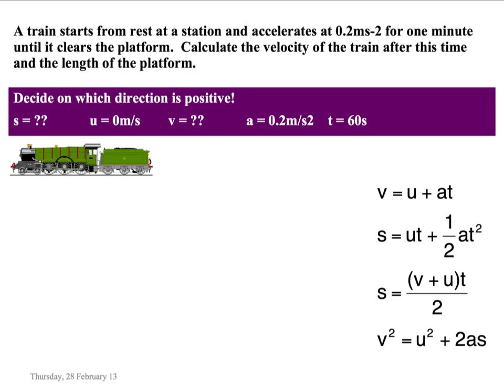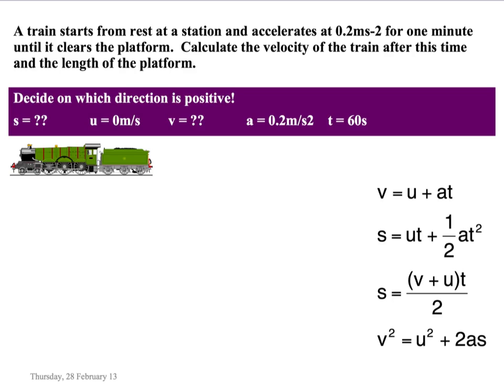Because we're talking about vectors, direction is extremely important, so we need to decide on which direction is positive, and that's our first step. So I'm going to take the train as moving to the right along the platform, and that will be the positive direction. So any vector acting in that direction will be positive, any vector that's acting in the opposite direction will be negative.